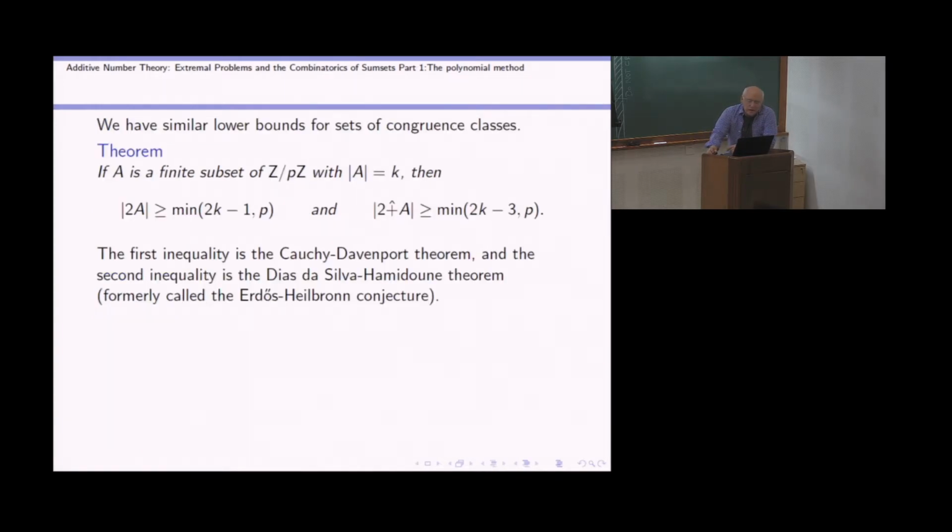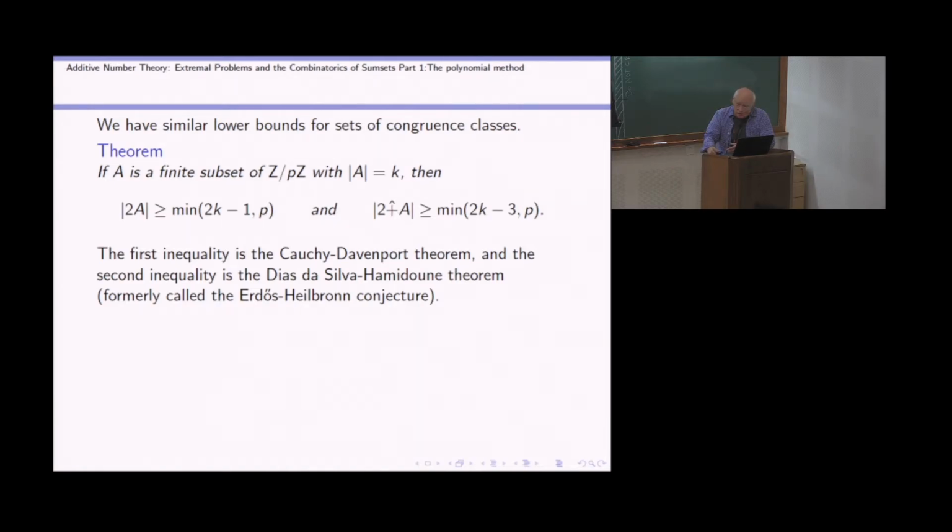Congruence classes. So we can ask the same question about sets of congruence classes. Let's take congruence modulo a prime P, K congruence classes. And we have exactly the same inequalities with the obvious condition that there are at most P congruence classes mod P. So if you add a set of K congruence classes to itself, you get at least 2K minus 1 congruence classes, unless 2K minus 1 is bigger than P, in which case you get everything. And the analogous statement holds if you take the restricted sum.